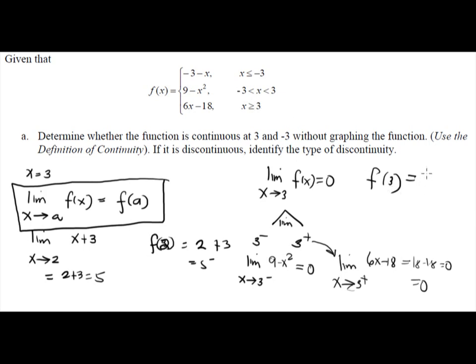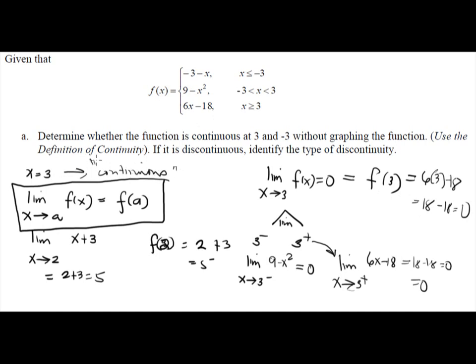So f of 3 is equal to 6 times 3 minus 18, and this is also 18 minus 18 equal to 0. So the limit of the function as x approaches 3 is 0, equal to the function at that number, which is also 0. Therefore, we say that at x equals 3, the function is continuous.